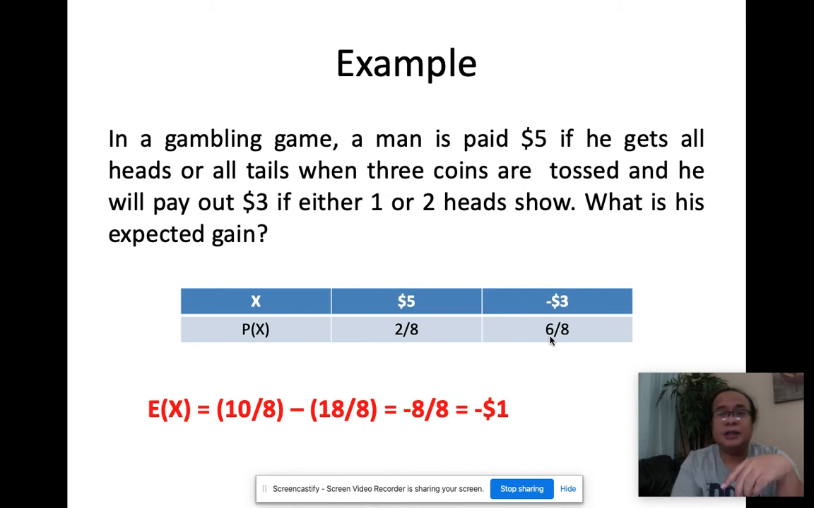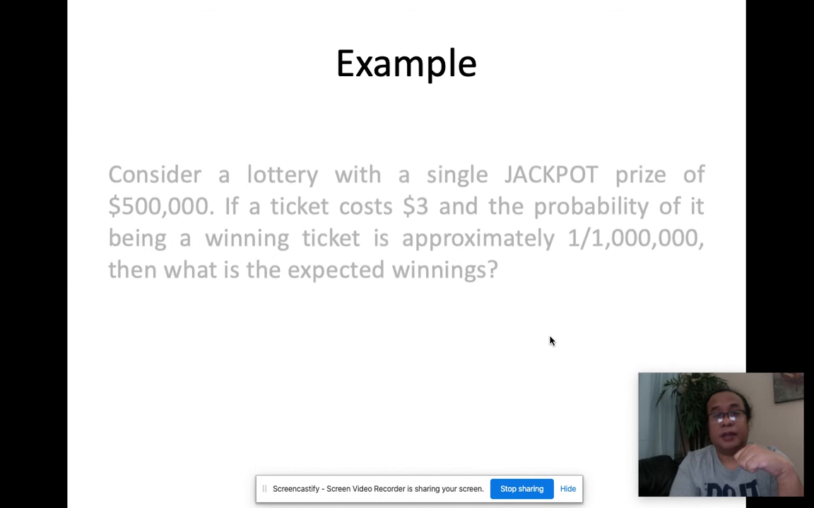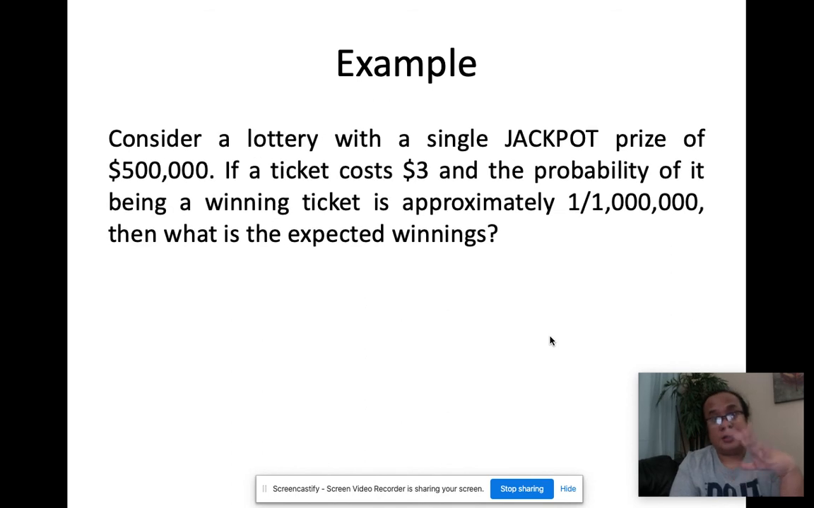Okay, next example. This one is interesting because this is about lottery tickets. Consider a lottery with a single jackpot prize of $500,000. If a ticket costs $3 and the probability of it being a winning ticket is approximately 1 out of 1 million, then what's the expected winnings? So what I'm going to do here again, it's either you win or you what?